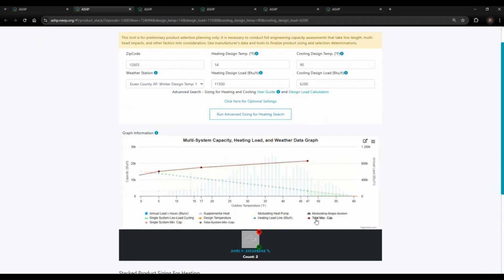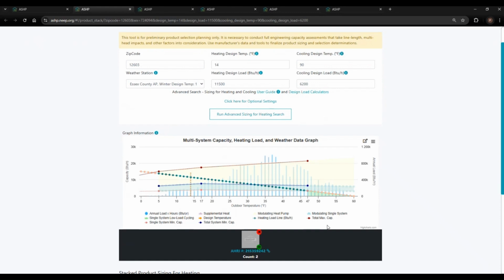This system has a total maximum capacity that is a sum of both compressors working together at their maximum capacities. This system also has a single system minimum capacity. This single system minimum capacity represents one heat pump being turned off while the other heat pump is operating at its minimum capacity. If we look at the total system minimum capacity, this is each heat pump operating at their minimum output. The modulating single system zone is the zone between the total system minimum capacity and the single system minimum capacity.